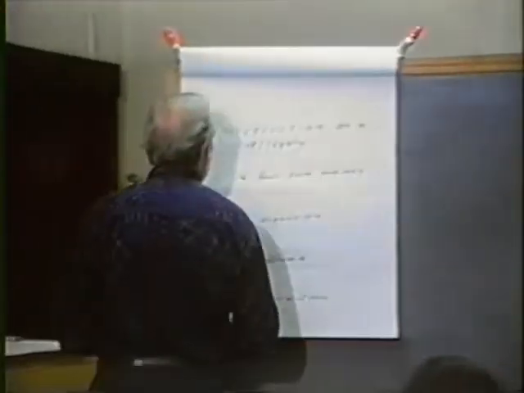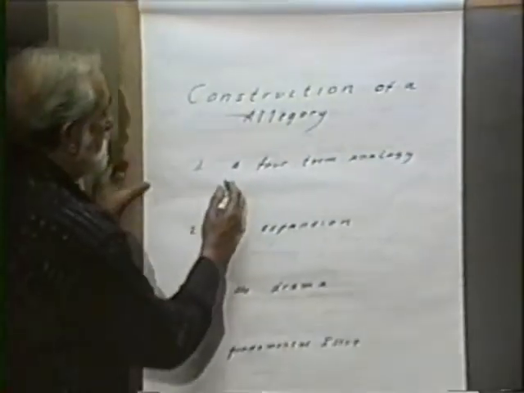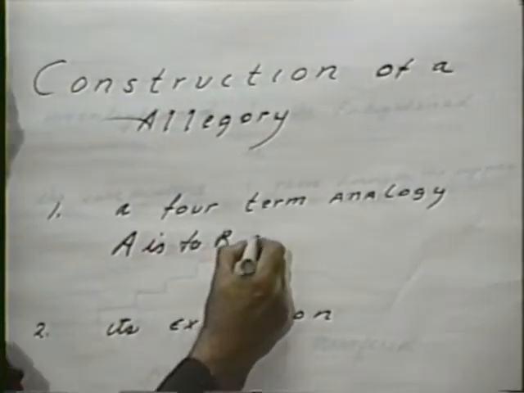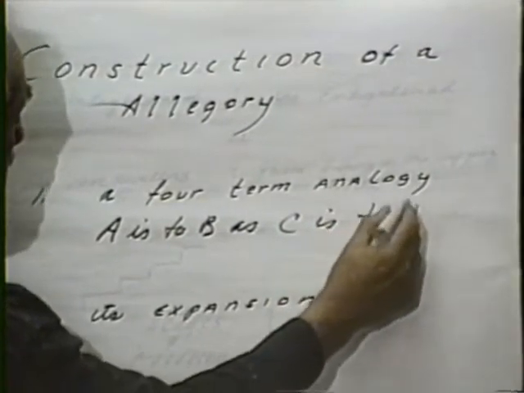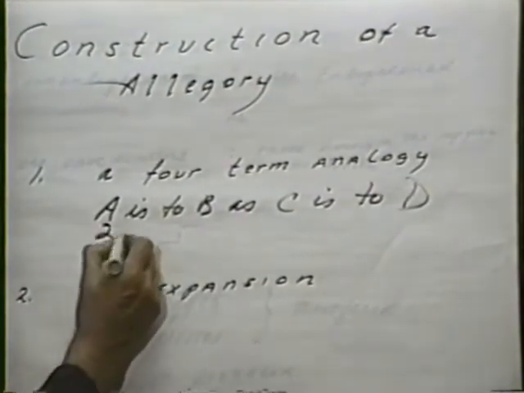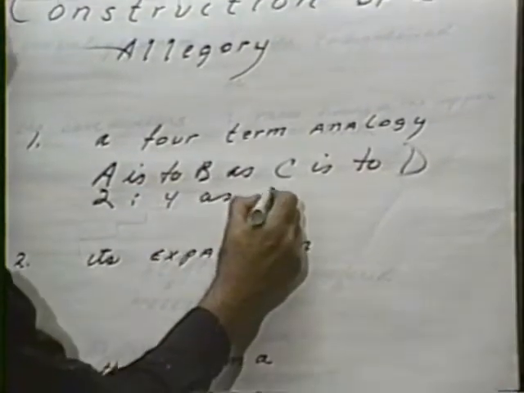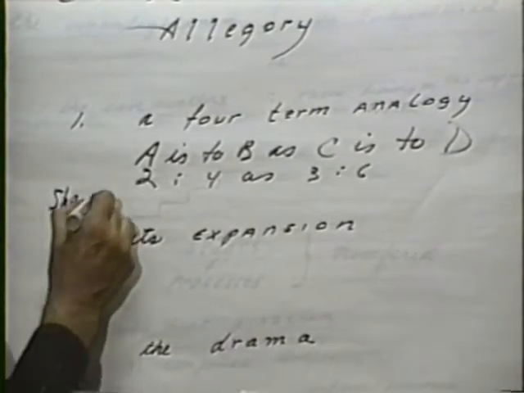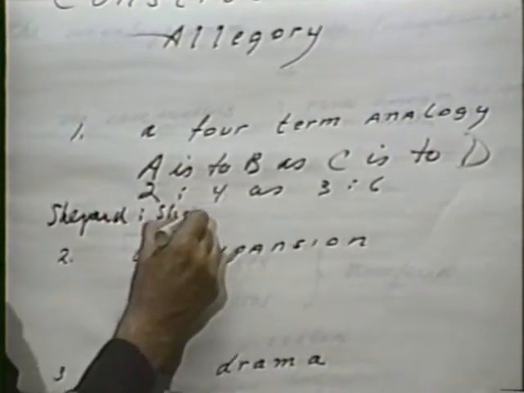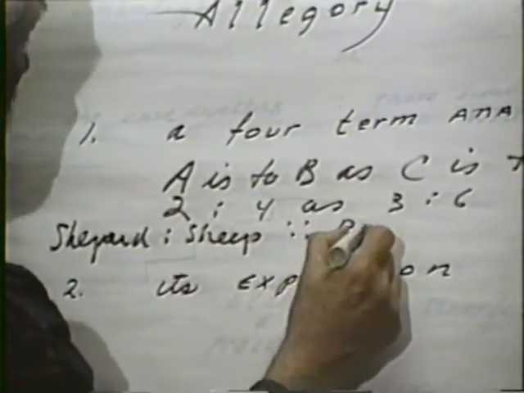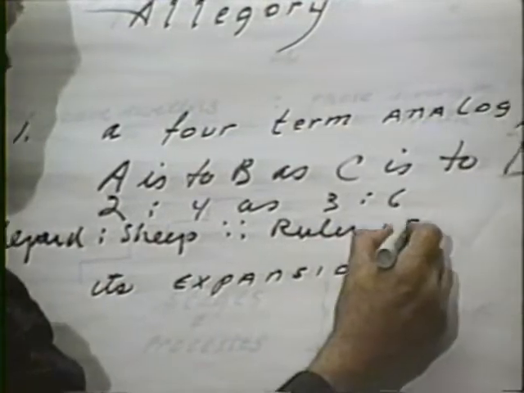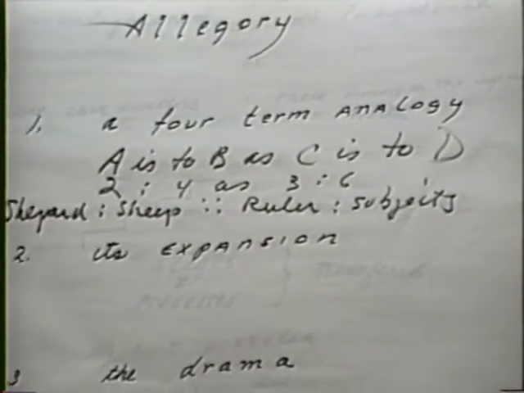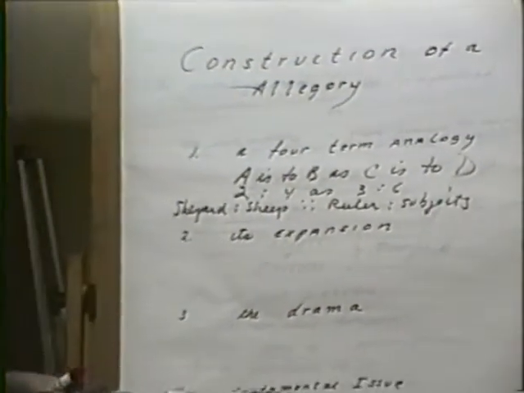An allegory starts with a four-term analogy. An analogy can be represented as A is to B, as C is to D. You can also use numbers. 2 is to 4, as 3 is to 6. You can also use ideas. Shepherd is to his sheep, as a ruler is to his subjects. Once you have your basic four terminology, you generate analogies by principle.